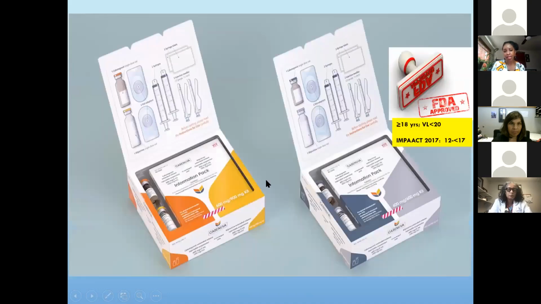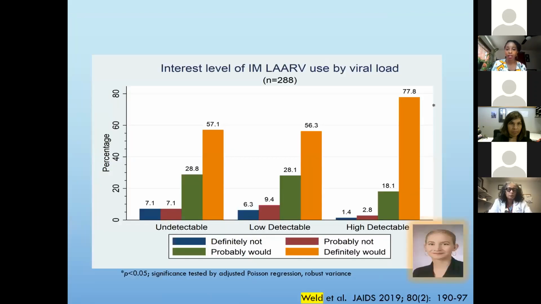And this has led to approval of Cabenuva for 18 years and above, with individuals whose viral loads are suppressed. IMPAACT 2017, a study we are involved in, is looking at those 12 to less than 18 years of age, again with virologic suppression already.